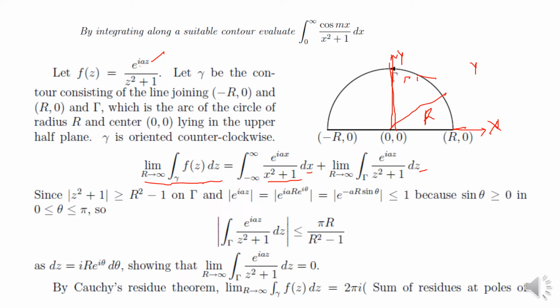Now as I said, we have taken z equal to capital R e to the power i theta, and f(z) we have taken as e to the power iaz upon z squared plus 1. Now if we take only 1 upon z squared plus 1, so this becomes, and we are taking the mod of the whole.